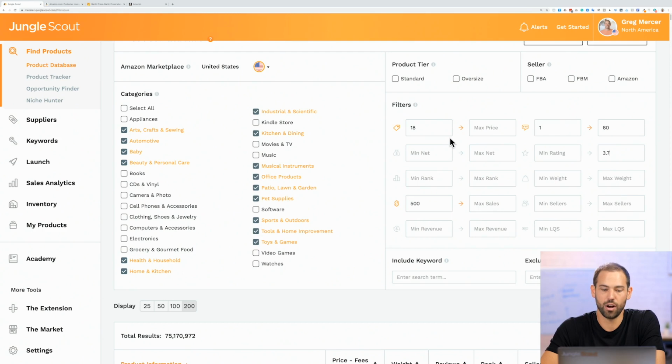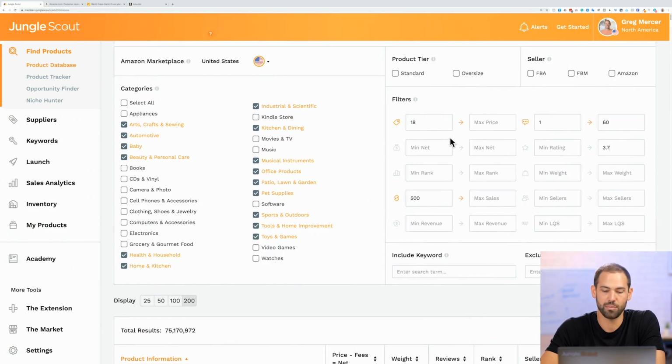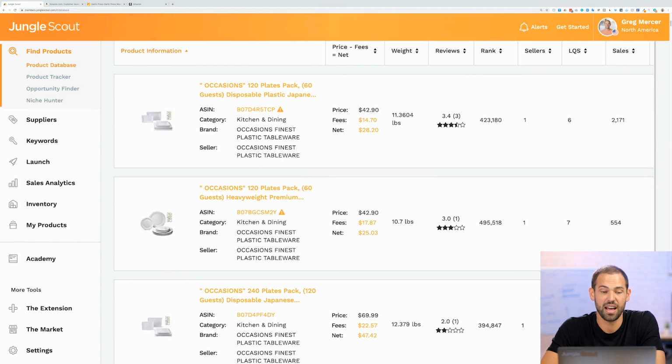So this means it's going to show me all the products on Amazon that are at least 18 bucks. They have between 1 and 60 reviews, 3.7 stars or less. And I chose 3.7 because visually that shows up as 3.5 stars on Amazon. And they're selling at least 500 units per month. So this is like, okay, these products are selling well. 500 a month is a lot. These products are selling well, even though they get kind of crappy reviews and they don't even have that many reviews, right?